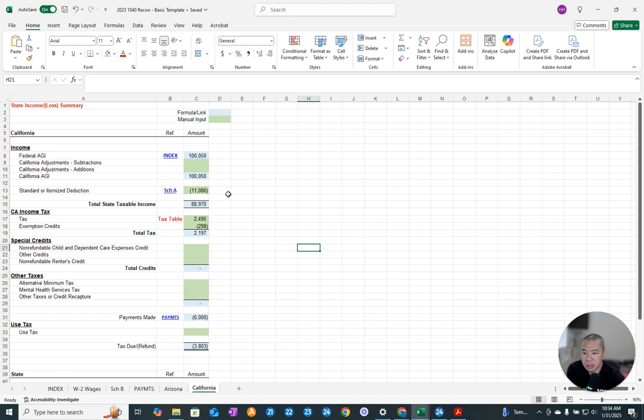California, their standard deduction is double. The tax from the tax table is a little less than half, $2,495. They do get double the personal exemption at $298, and their tax is $2,197. Assumed tax withheld at the state level is $6,000, and they would get back $3,803.